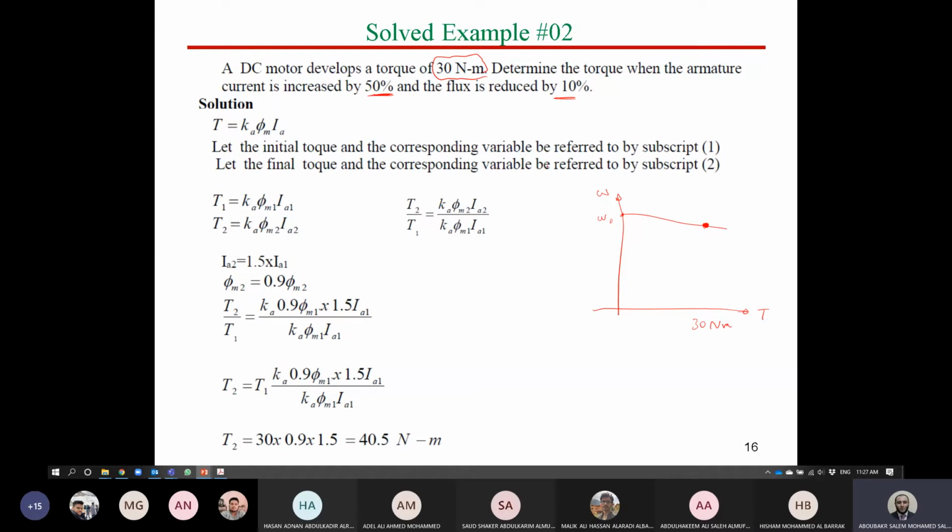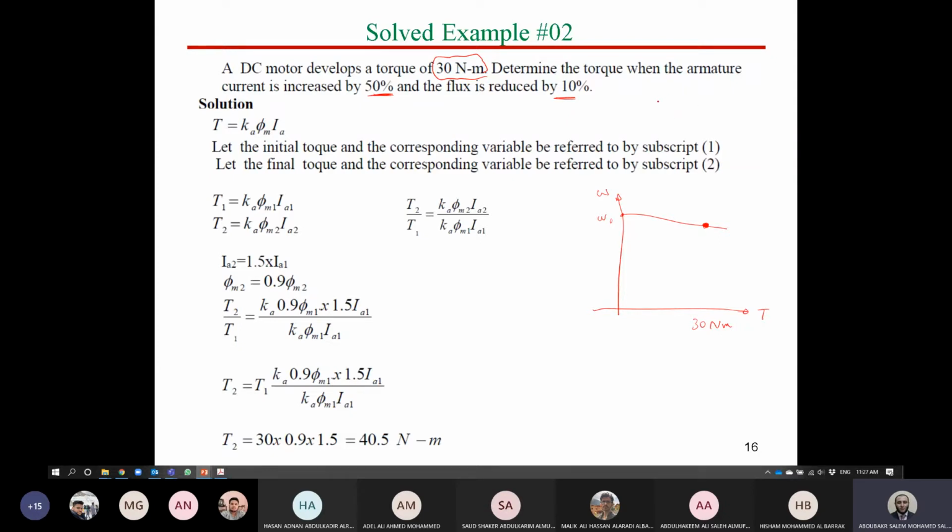So you had a first curve where I equals, for instance, I1, a certain value, and you change the current by 50%, so the current in the second case will be 1.5 I1. Also, the flux is reduced by 10%. So you have flux in the second case equals 0.9 multiplied by the flux in the first case. We need to calculate the torque.